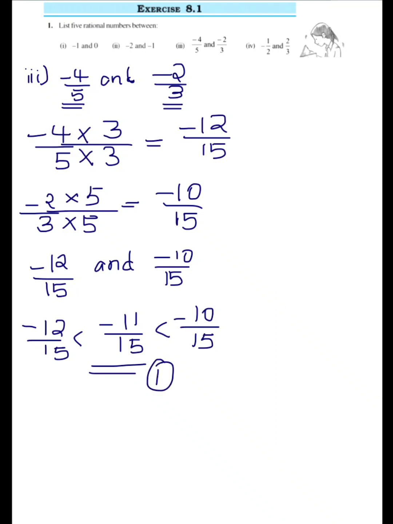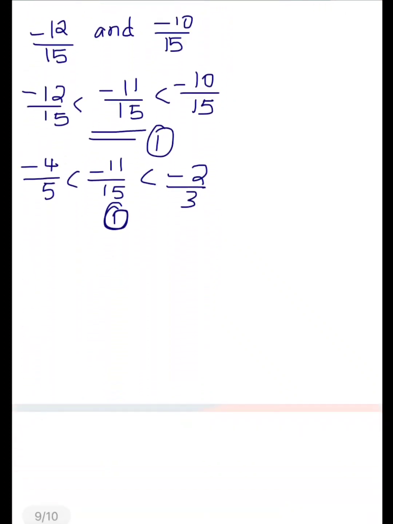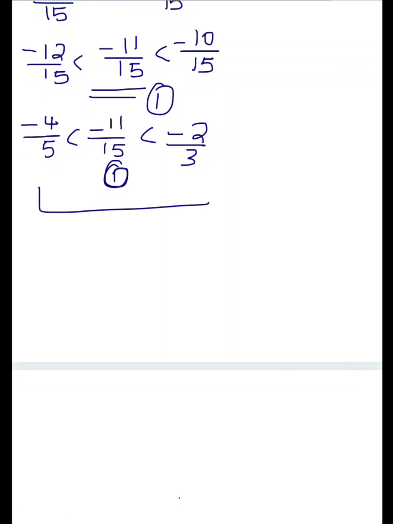So minus 12 by 15 means what? It's actually minus 4 by 5. Okay, minus 11 by 15, and minus 10 by 15 is actually minus 2 by 3. So you have found out one rational number, that is minus 11 by 15. Now in order to find more rational numbers, you can find rational numbers between these numbers. Let's take the first case, that is let's find the rational numbers between minus 4 by 5 and minus 11 by 15.